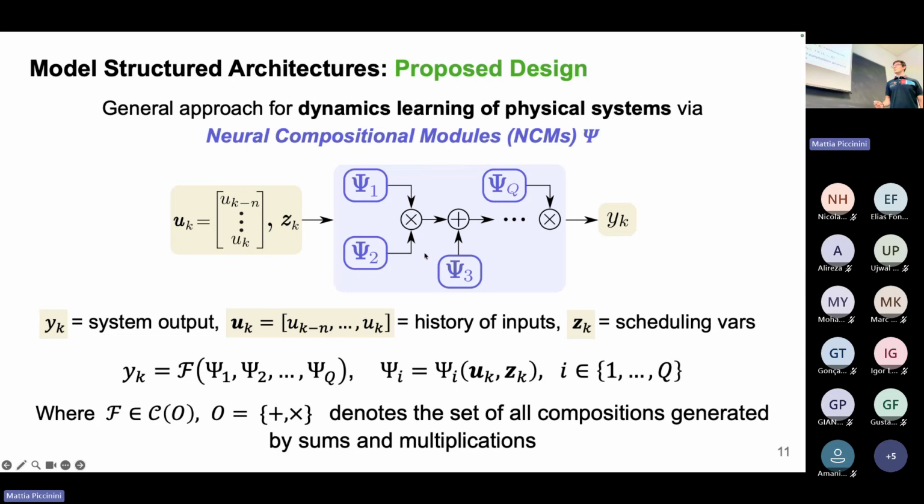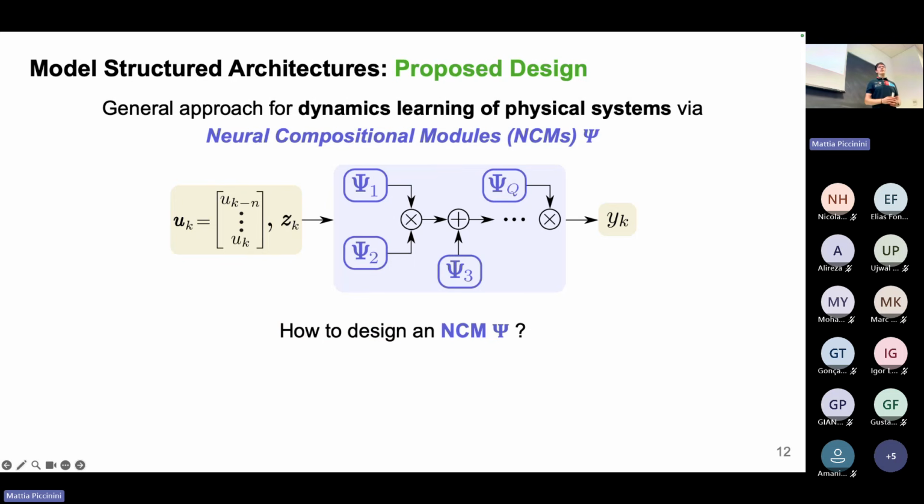So in other words, very simply, F is telling us, please combine the modules psi using either sums or multiplications in whatever way. Actually not in a random way, but in a way that satisfies your physical intuition, as we're going to see later. But this is the very high level view: inputs, past history of inputs, scheduling variables, output, and then some neural compositional modules combined in a certain way with sums and multiplications. And now the question is, of course, how to design psi. Are there some rules?